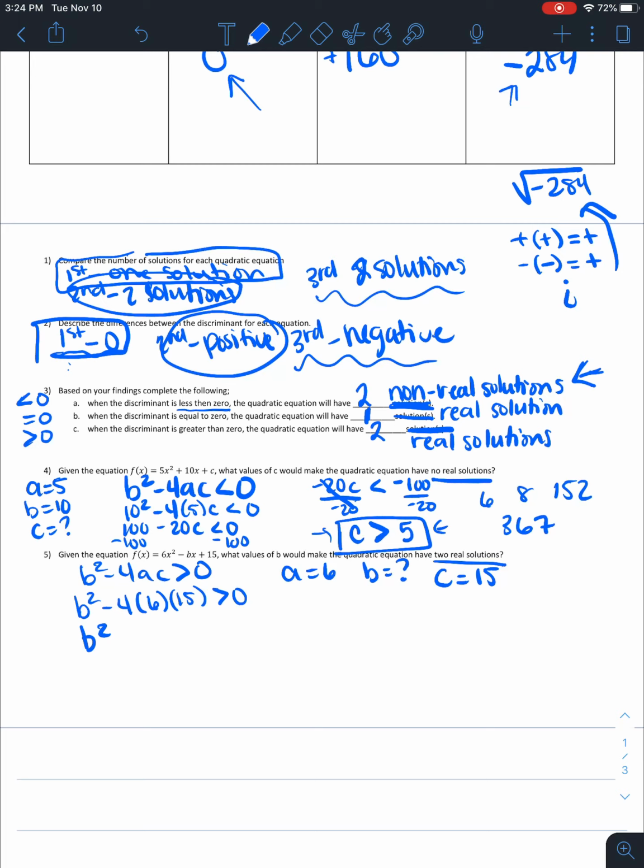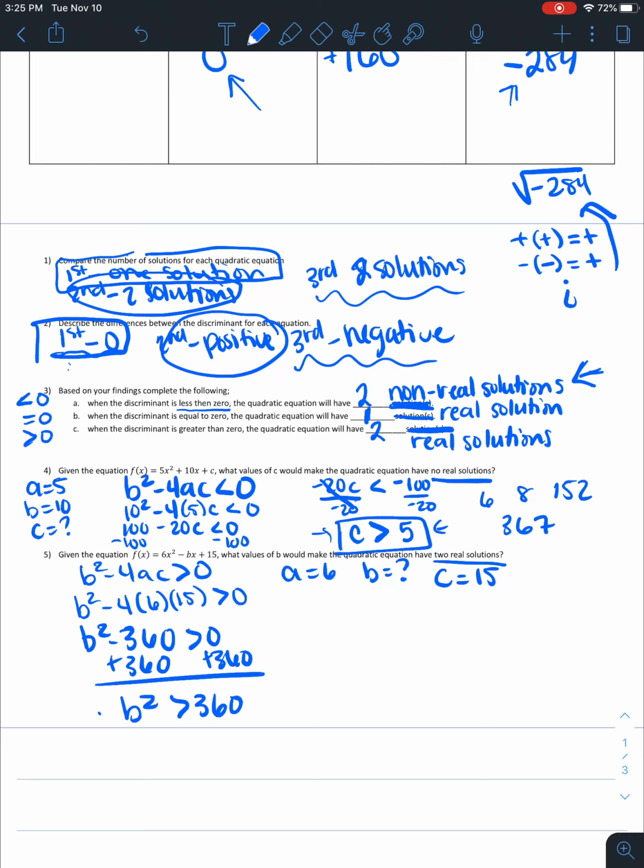Let me do this in the calculator really quick because I don't want to do that in my head. 4 times 6 times 15 is 360, so b squared minus 360 is greater than 0. Sorry, I was making stuff up. Let me back it up a step and write down what I'm doing here. Add 360 to both sides. So I have b squared is greater than 360.